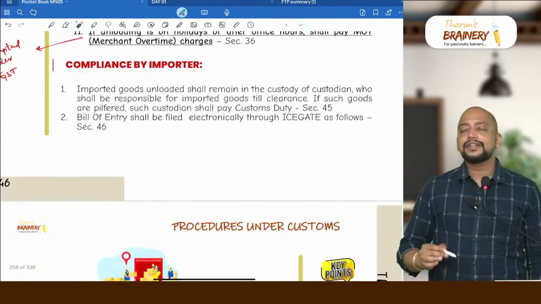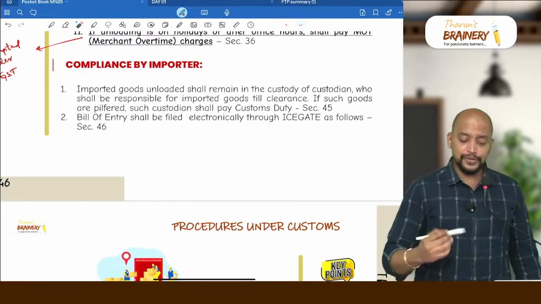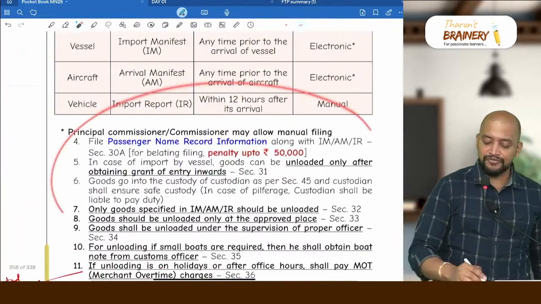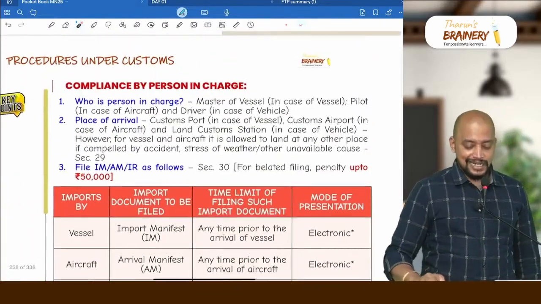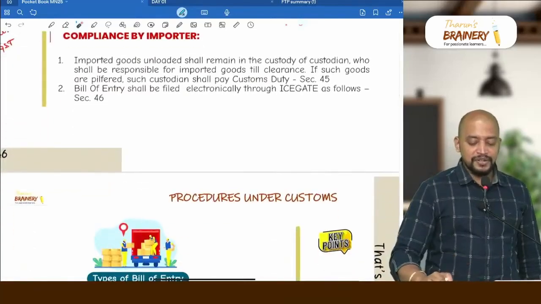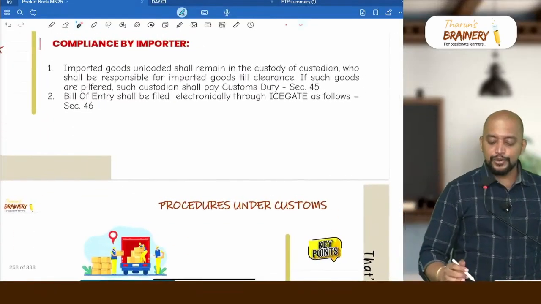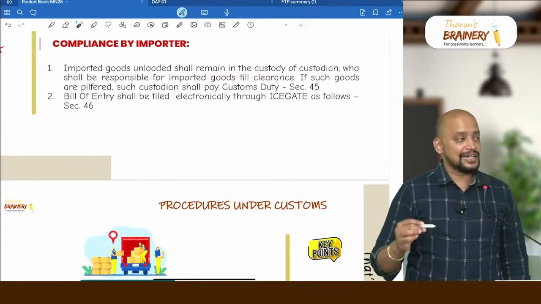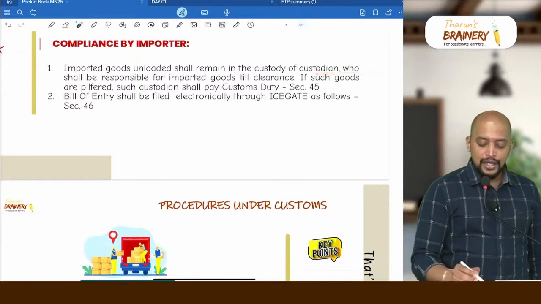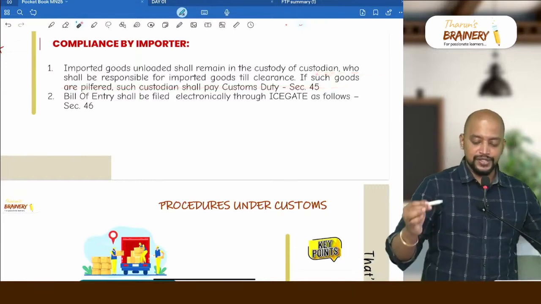Then compliance to be followed by the importer. Whatever we have seen so far is the compliance to be followed by the person in charge, that is this heading, whereas now is compliance to be followed by the importer. All imported goods should be unloaded and shall remain in the custody of the custodian, who shall be responsible for imported goods till clearance.